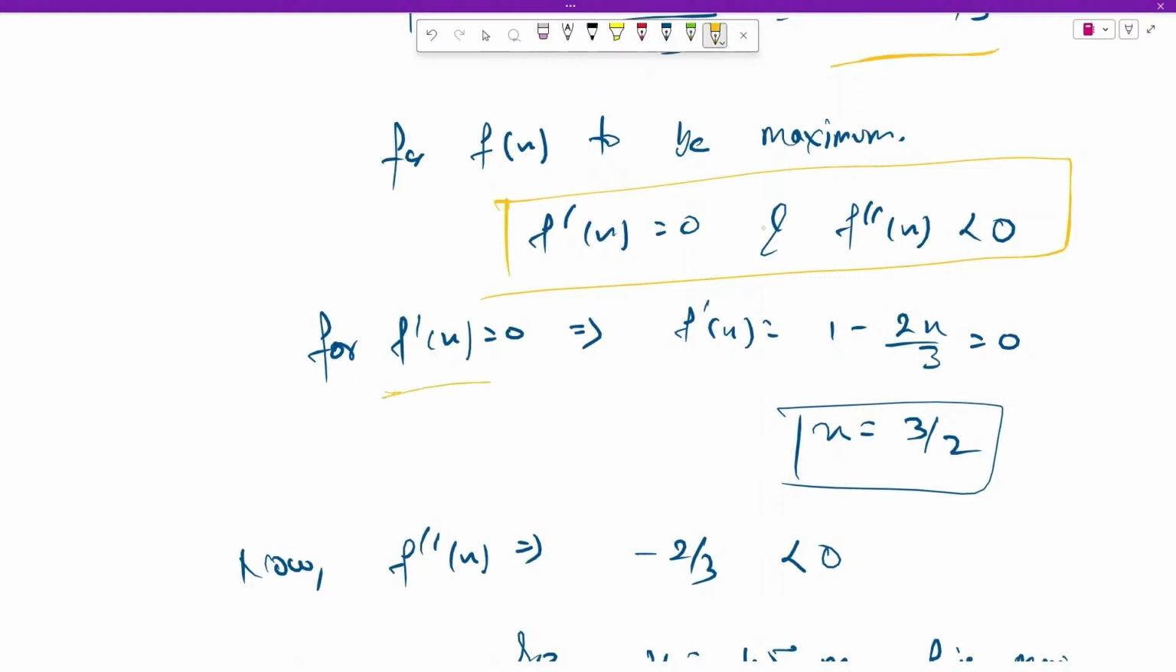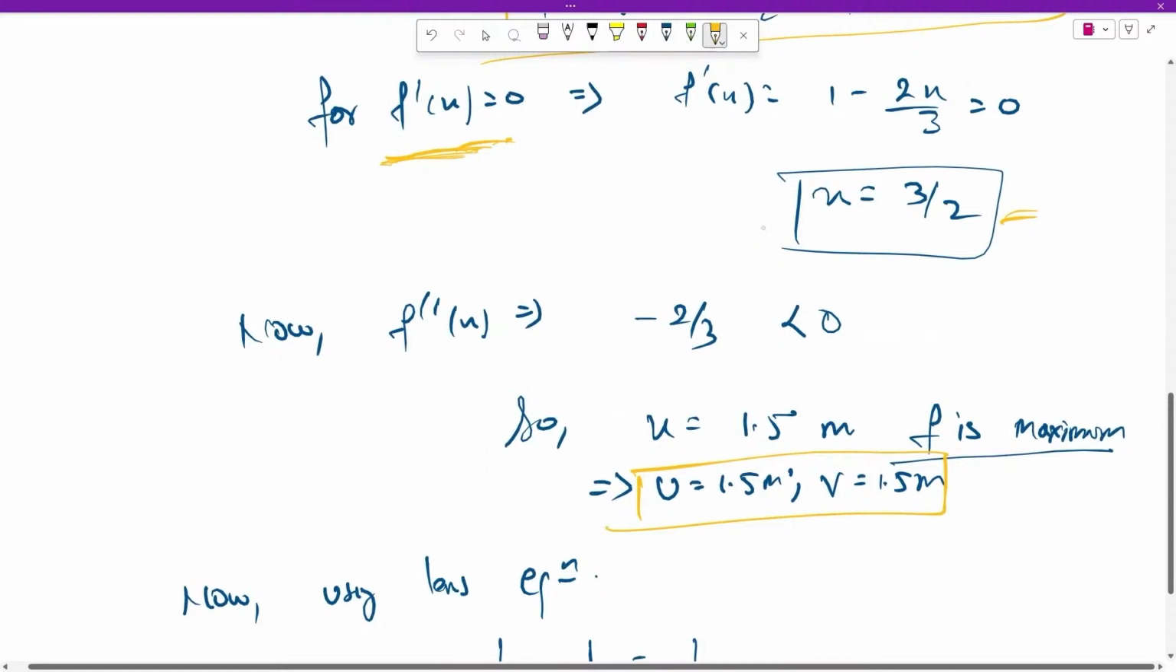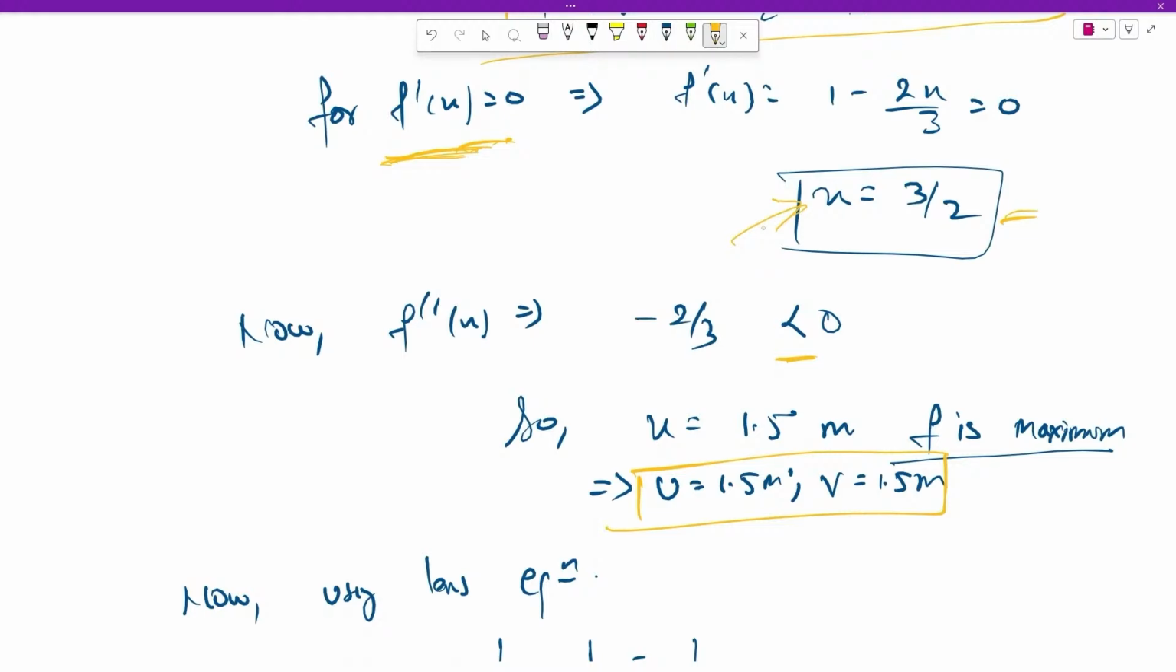Now differentiating it for the first time with respect to x and equating it with 0, we came to the conclusion that the value of x is 3 by 2 or 1.5 meter. Now checking it for the double differentiation, we get a negative value, that is, for the value of x as 3 by 2, the second derivative is negative, so f is going to be maximum.